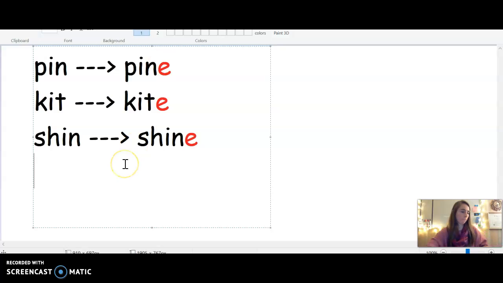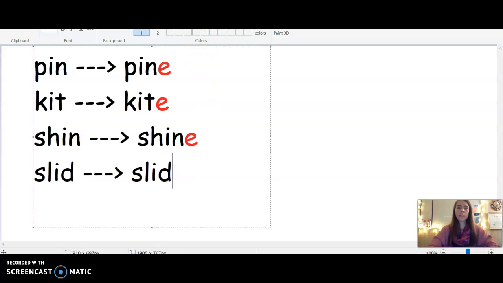Beautiful. One more. Say slid. We add our silent E to slid. It turns to slide. Very good. The silent E makes the vowel in the word say its name. The name of this letter is I, so it says the I sound. Very simple. Excellent.